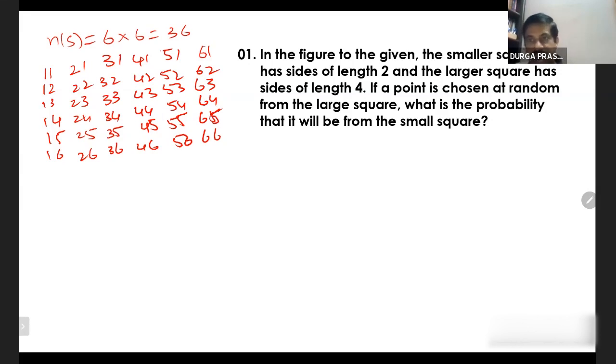Now he may ask, like, favorable events could be a doublet. Doublet means both dice are showing the same number, like 1, 1, 2, 2, 3, 3, 4, 4, 5, 5, 6, 6. He may talk about the sum of the digits on the two dice being 4. What is that? We get 4 with 1, 3, 2, 2, 3, 1. So the sum of the digits on both dice is 4, like that. If I say the sum of the digits on the dice is 7, you need to take it this way.